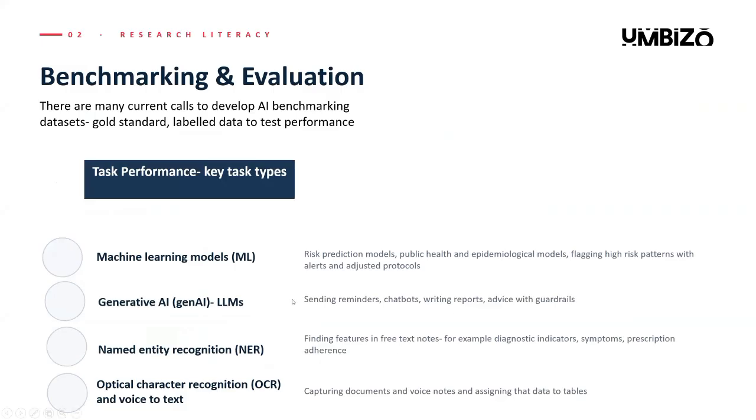Generative AI, LLMs, large language models are things like Claude or ChatGPT. They're models that we talk to. So they can do things like write reports for us. They can send reminders. You often find them in chatbots. So, for example, making medical appointments. You might have chatbots that answer advice. Often you'll find them in mobile phone apps, for example.